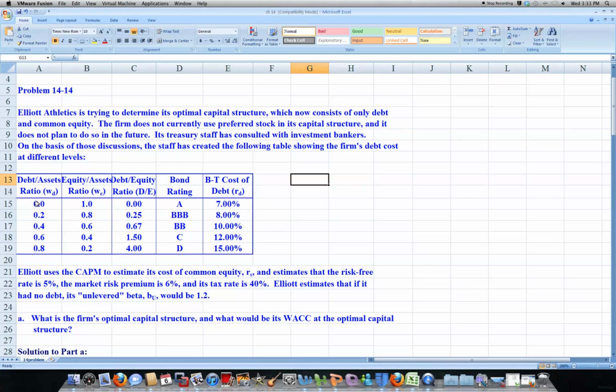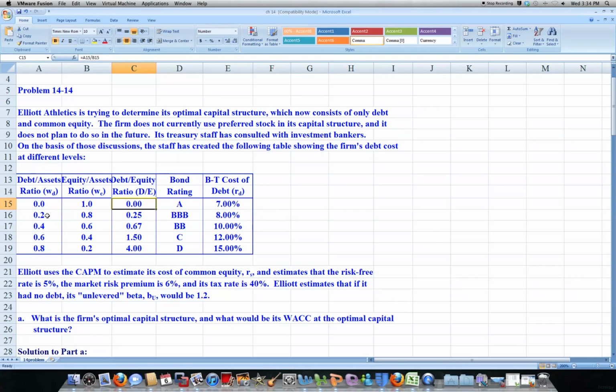At zero debt, no debt to our assets, you'll need to construct a table just like this. Our equity to assets in this case, with zero debt, is 100%, so our equity to assets is 1. Our debt to equity ratio then would be 0. And our bond rating at this time is an A bond rating, and our before-tax cost of debt, also known as RD, is 7%.